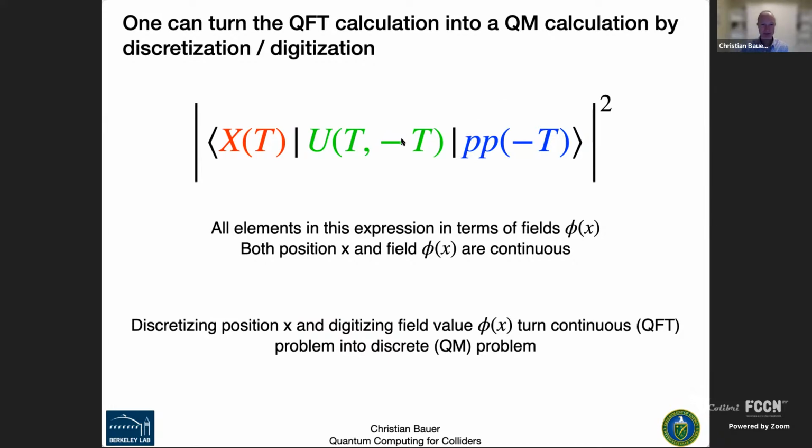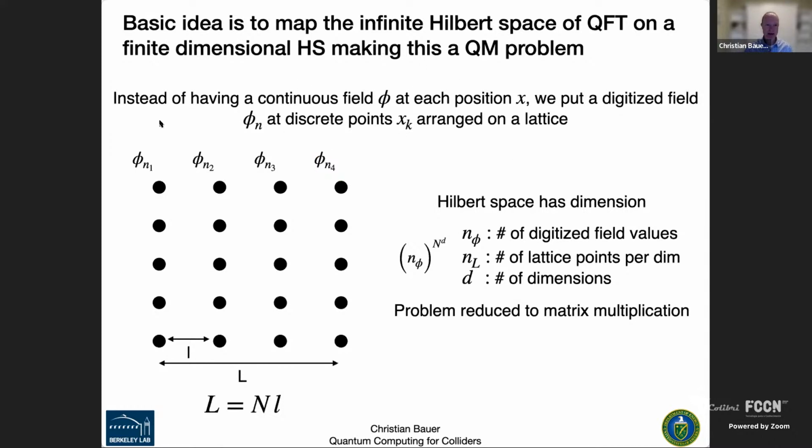Okay, so let's try to understand this a little bit more. As I already said, instead of having a continuous field phi at each continuous position x, we put a digitized field phi n at a discrete point x_k arranged on a lattice. So let's set up a little bit of notation. Here's my lattice, I'm drawing it in 2 dimensions. Let's say the distance between 2 lattice points, let me call that little l. Let me call the total size of my lattice capital L, and of course the number of lattice points N. So the capital L, the size of my lattice, is the number of lattice points times the lattice spacing.